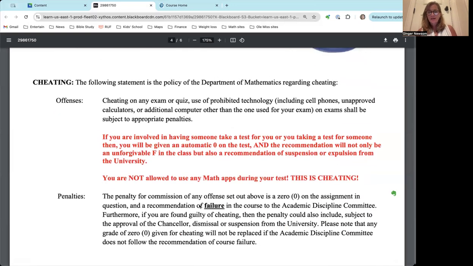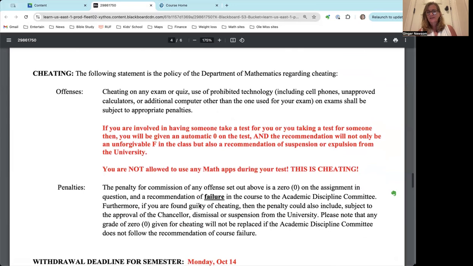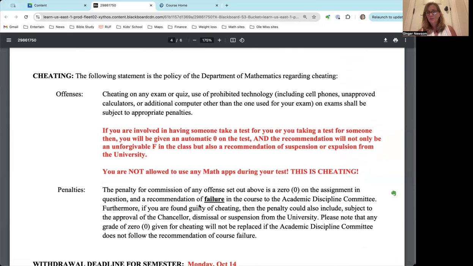Cheating, of course, I shouldn't even have to take the time to say this, but don't cheat, right? That's probably one of the reasons we did the online hybrid and started testing in person. Too many people were trying to cheat online, and it was really hard for me. So please know that if you get caught cheating, you will be turned in to the academic dishonesty committee at Ole Miss and definitely a recommendation for an automatic 0 in the course.